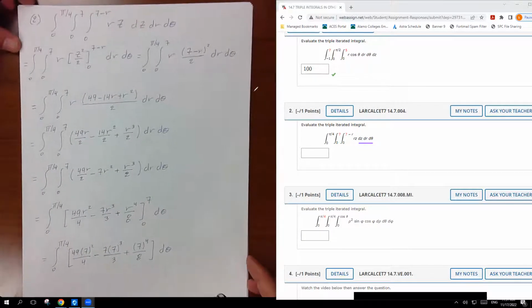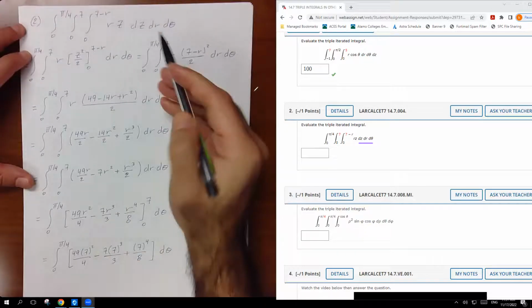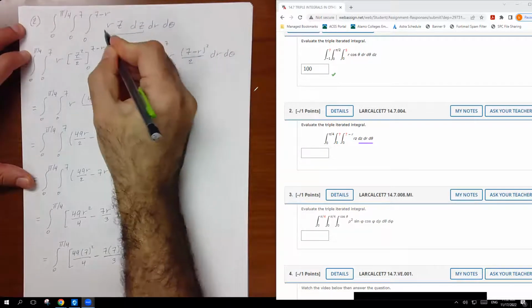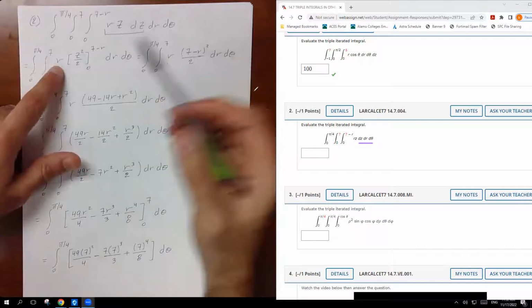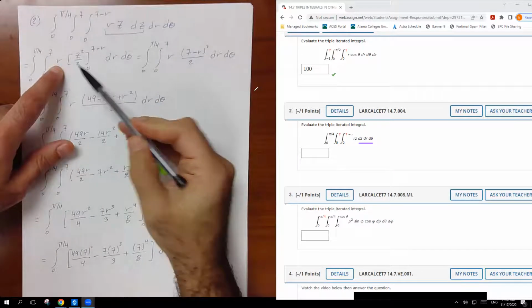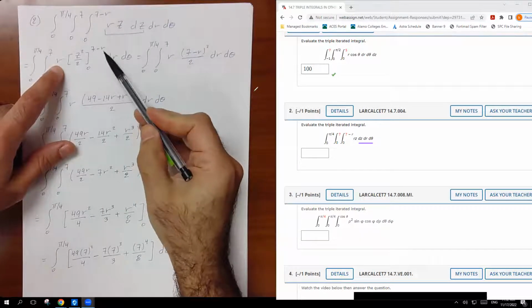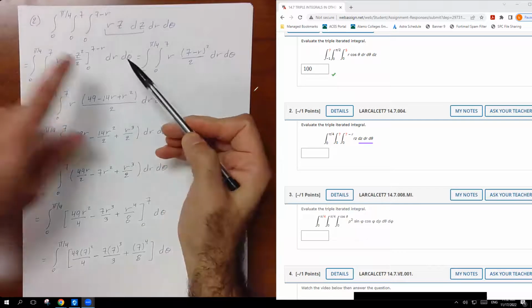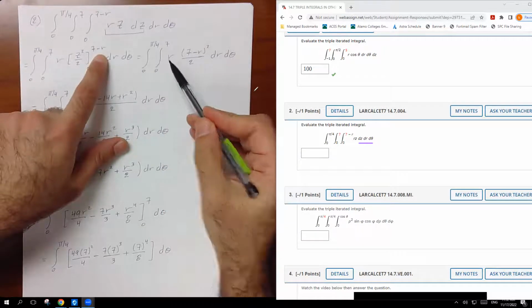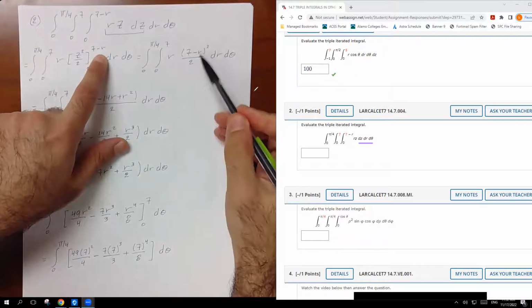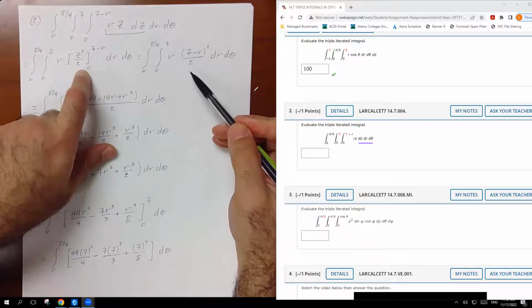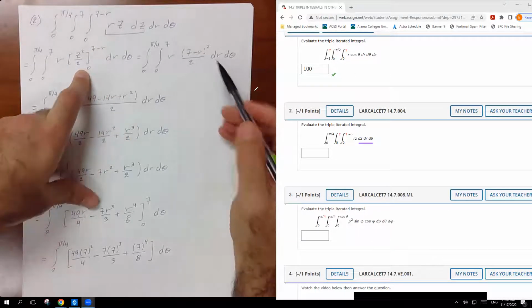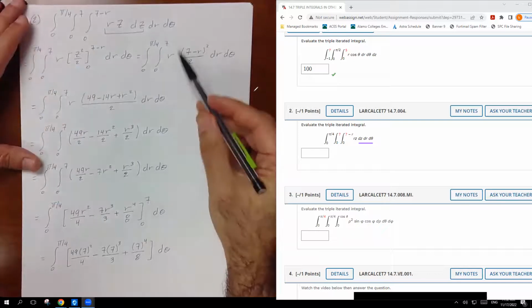So the first thing, we're going to do the integral with respect to z. That means r is a constant. So r is a constant, and it's going to be z squared over 2 from 0 to 7 minus r, dr d theta. Plug in, so it's going to be r times (7 minus r) squared over 2 minus 0 squared over 2, which is going to be 0, dr d theta.